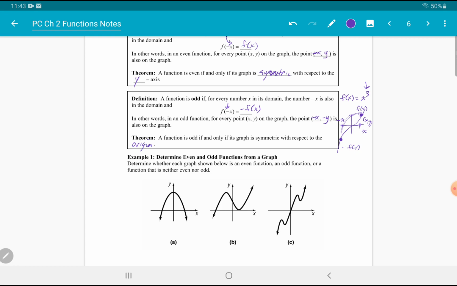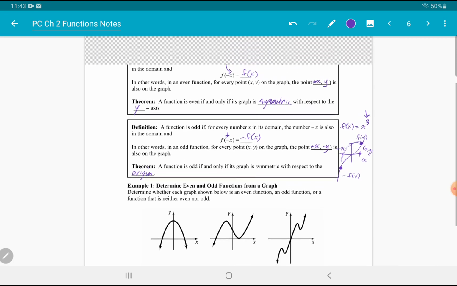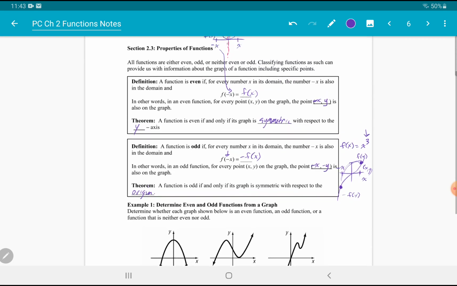Now, discussing a little bit more about symmetry with respect to a particular axis or point, we did discuss that in chapter 1, so I just wanted to show those similarities. Recall, in chapter 1, we had tested for symmetry algebraically.